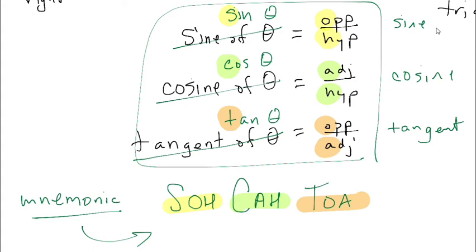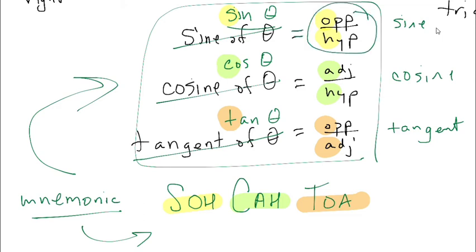SOHCAHTOA. You're going to hear me sing it. You're going to hear me say it. SOHCAHTOA. What is SOHCAHTOA? SOHCAHTOA is a short, easily memorable word for memorizing those three facts. What are those three facts? Those three facts are the sine of theta is equal to the opposite leg over the hypotenuse. The cosine of theta is equal to the adjacent leg over the hypotenuse, and the tangent of theta is equal to the opposite leg over the adjacent leg.